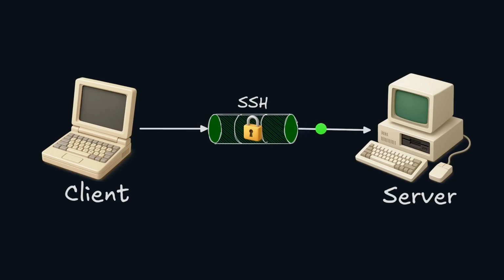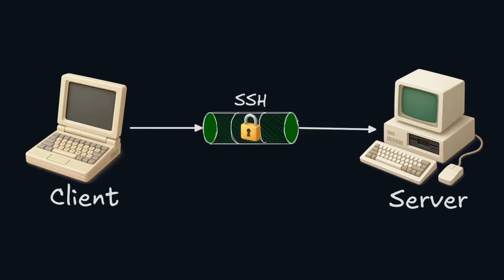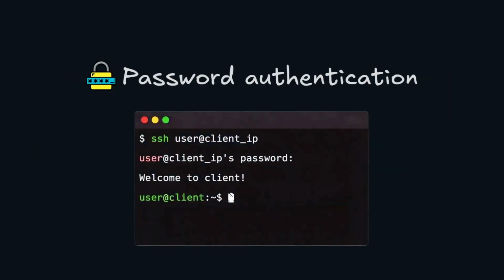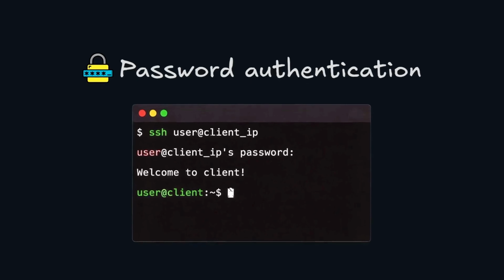Authentication is a key step in SSH. There are two main methods. The first is password authentication. You enter a username and password. It is simple but not very secure. Passwords can be guessed or captured if not handled properly.